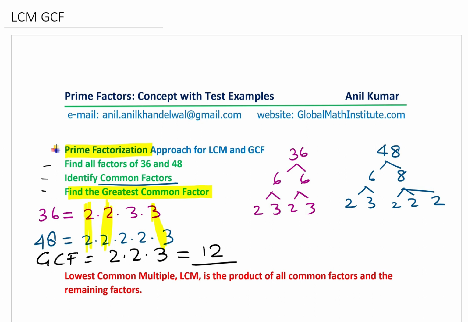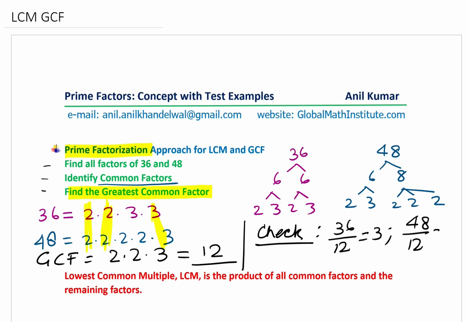Now, we got our answer. How do we check this answer? We are saying that this is the greatest common factor. That means it can divide evenly. So let's check. So we could do 36 divided by 12. We get a number 3. And we can have 48 divided by 12. We get a number 4. So it evenly divides.